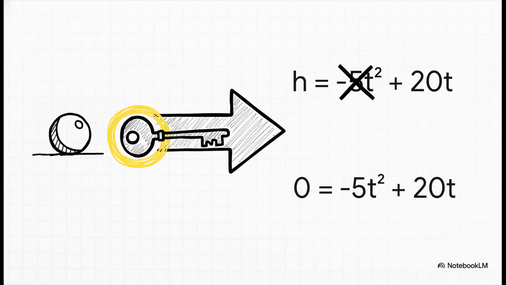And this right here is the most important part. We have to translate the question into math. When the ball hits the ground, what's its height? Well, it's 0, right? So we just set h to 0 in our equation. And look at that. We get negative 5t squared plus 20t equals 0. That's a quadratic equation we know how to solve. For this one, factorization will work like a charm.